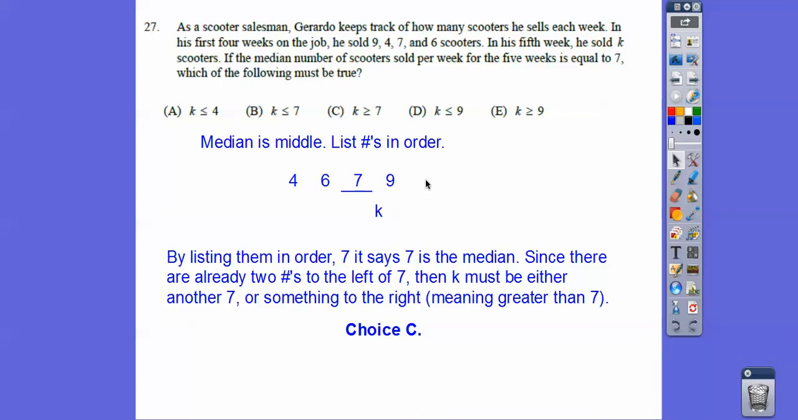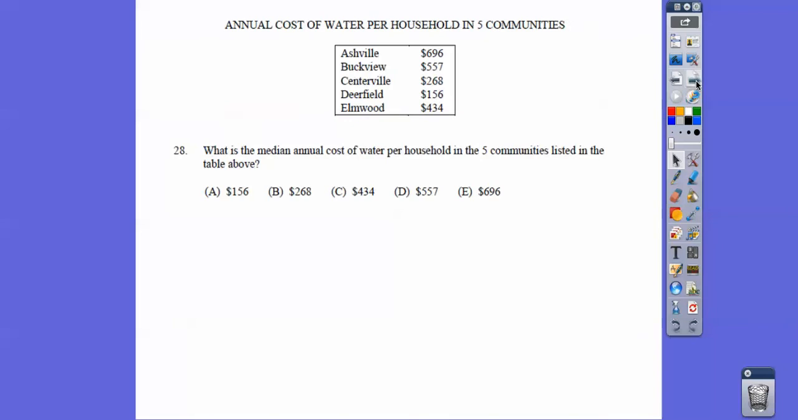If we put those numbers in order, we get 4, 6, 7, and 9, and K is going to float somewhere in here. Now 7 is in the middle, so K can't be over here because these two spots are already taken up by the 4 and 6. So K could be 7, it could be 8, it could be 11, it could be anything that's greater than or equal to 7, choice C. Next, the annual cost of water per household in the 5 communities. What's the median annual cost? We put these numbers in order, and the median is that 434. Choice C.